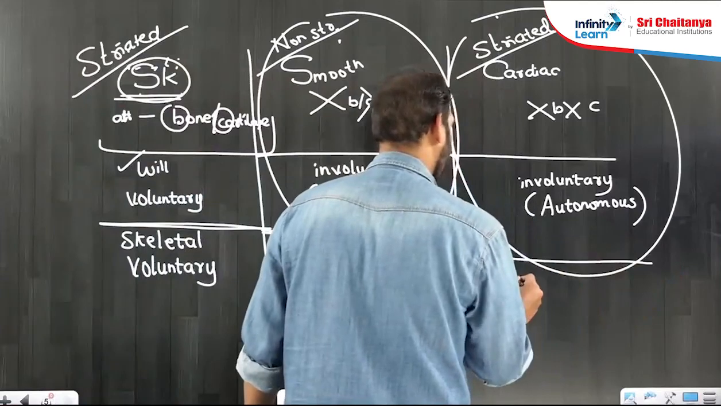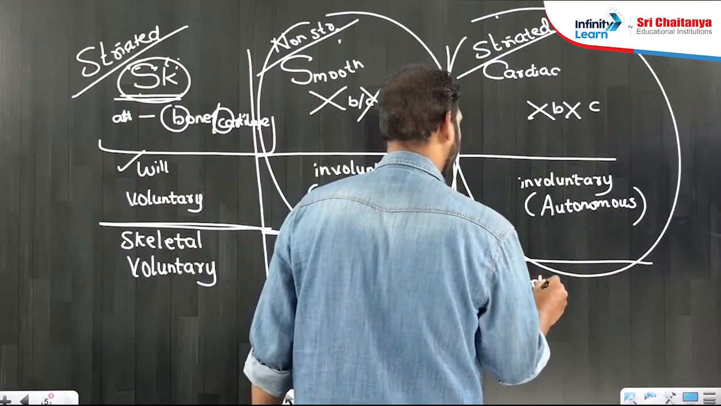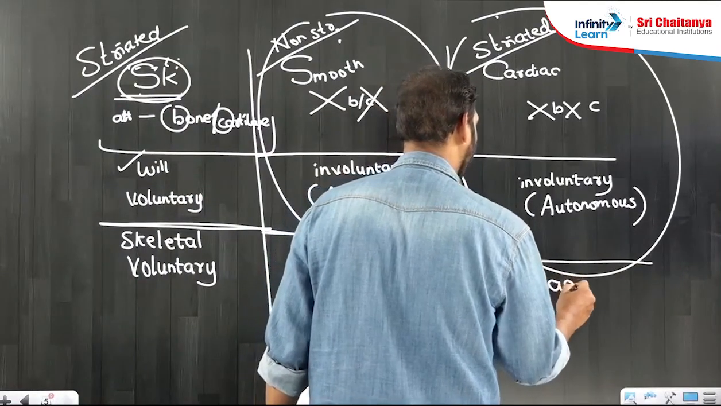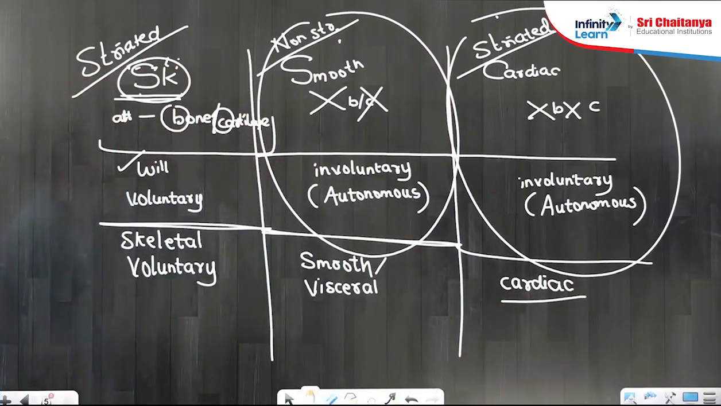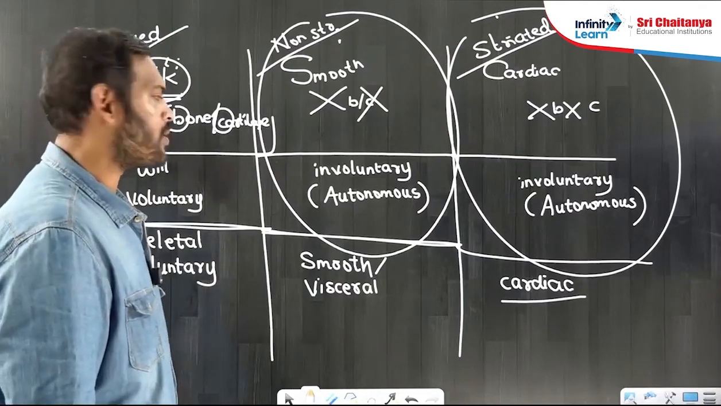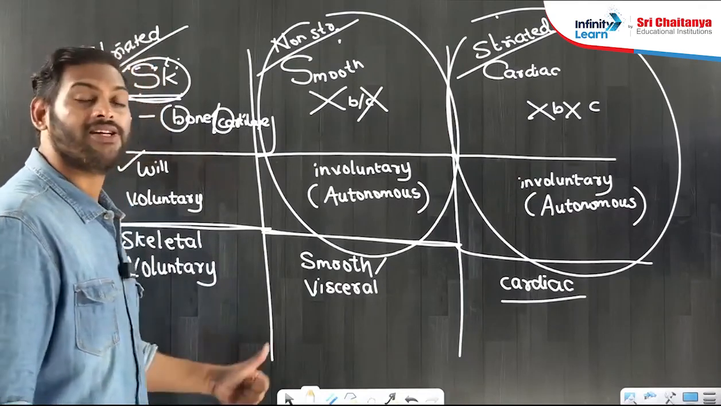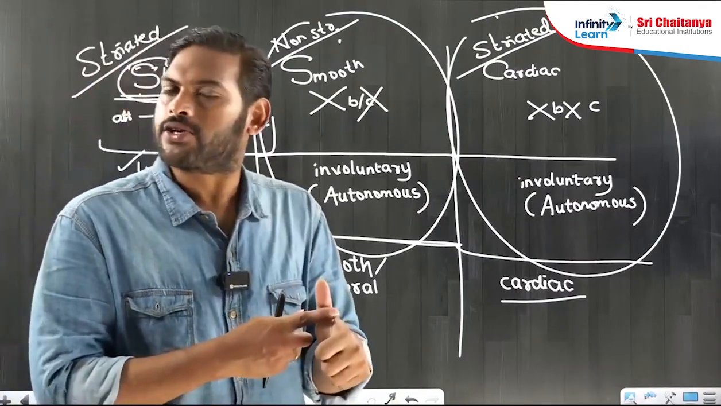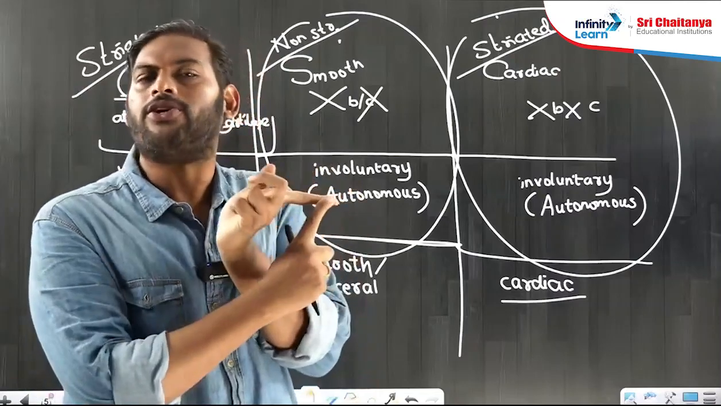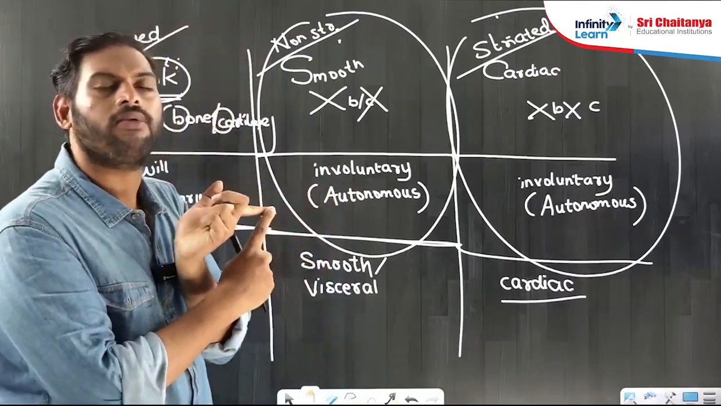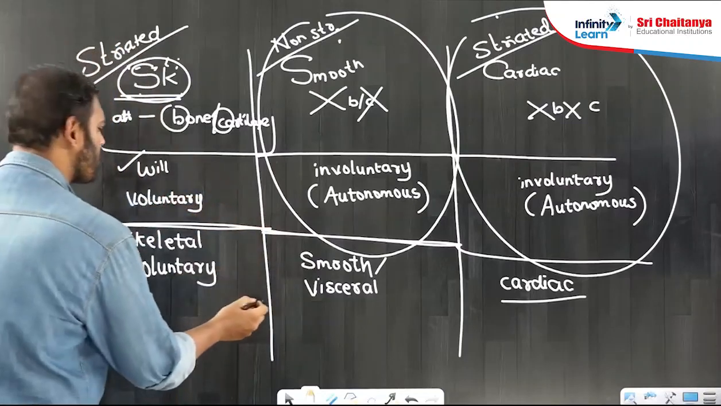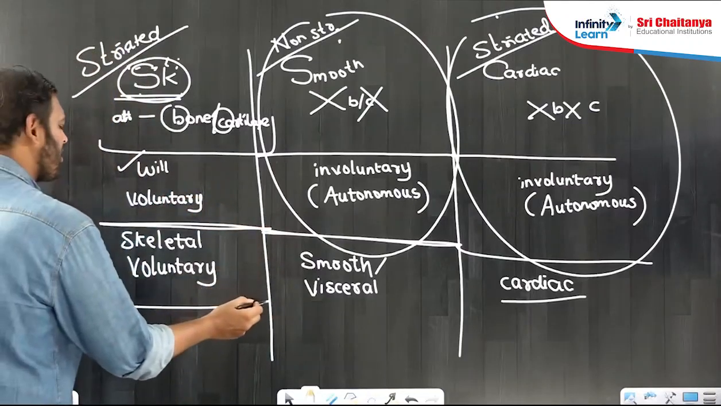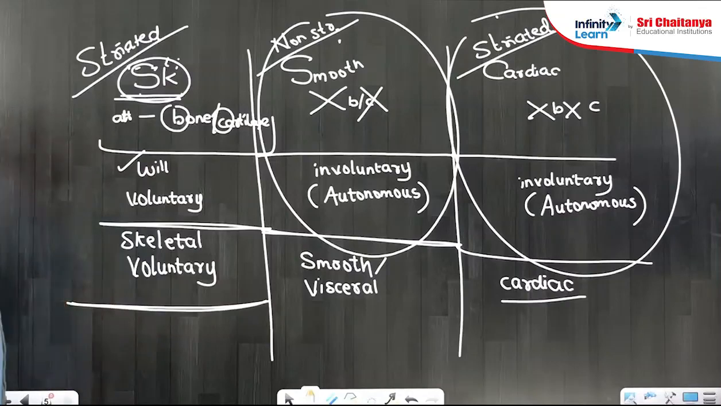Cardiac. No other names for cardiac. That's it. Heart muscles. Okay. Till now we learnt about structural details and functional details only. Now you will give me some examples of these locations.